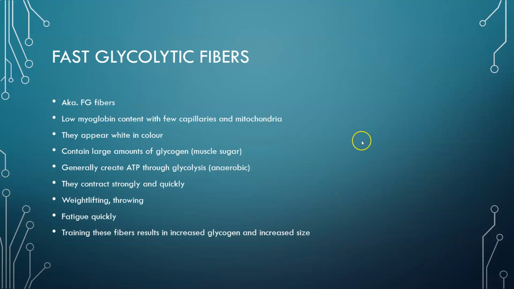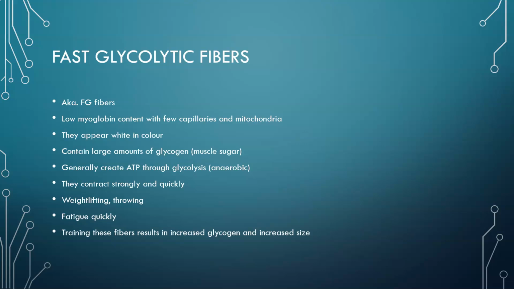The next are called fast glycolytic fibers, also known as FG fibers. They have low amounts of myoglobin and much fewer capillaries and mitochondria as compared to the previous two. When we look at these under the microscope, because of this lack of myoglobin, they appear white in color. They also contain a very large amount of glycogen, which is muscle sugar. And of course, we have to think about glucose, right? That it's created in the whole process before we even get into the Krebs cycle and so forth.